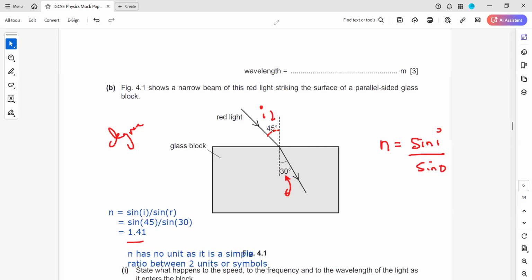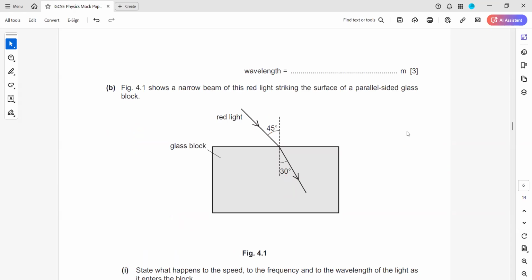When do we use sine R over sine I? How do we know that? I will answer that question first. As one of the students asked, when will we use sine R over sine I? This formula is valid if light is moving from glass or water to air, like from high density to low density. But from low density to high density, sine angle I over sine angle R. An easy way to remember this: always remember the numerator angle should always be greater than the denominator angle.